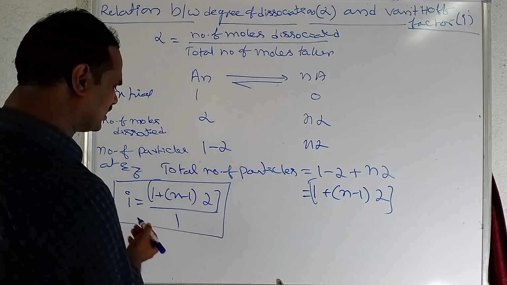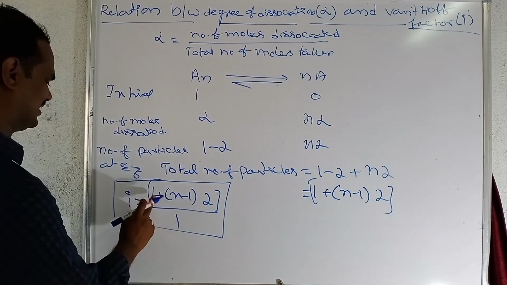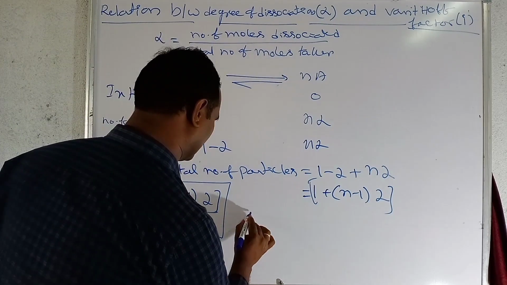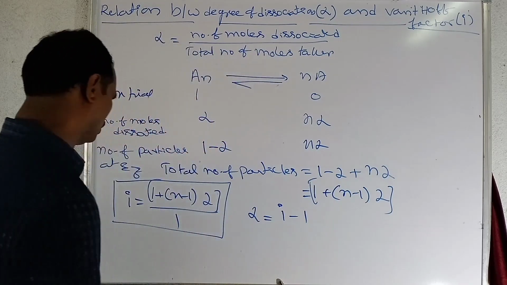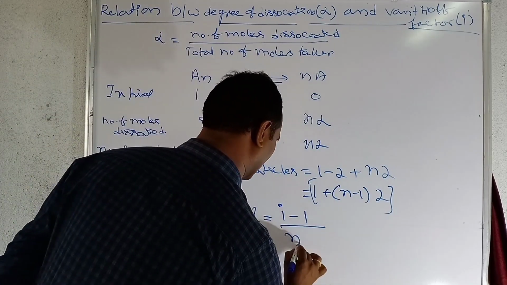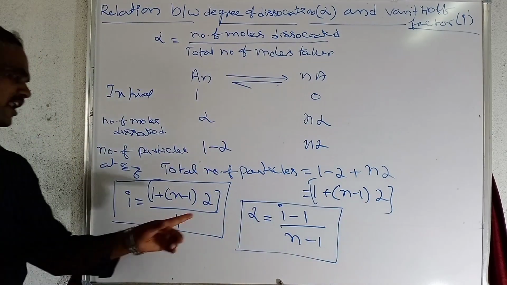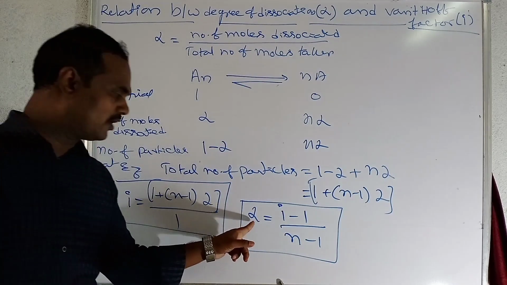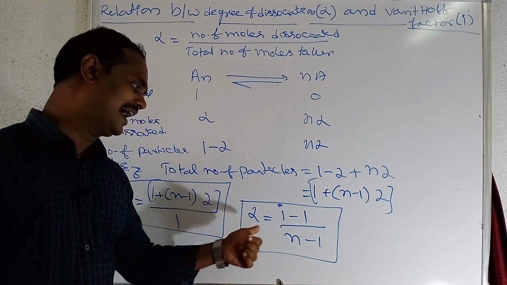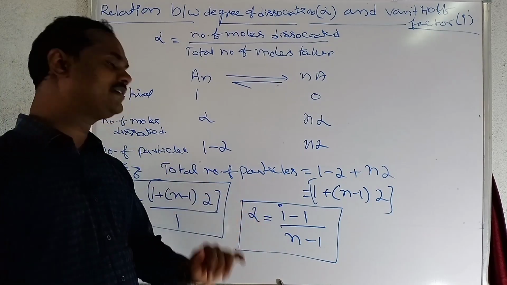Now can you separate alpha from this formula? Taking 1 to this side, it becomes minus 1. Alpha is equal to i minus 1 by n minus 1. This is the degree of dissociation. If alpha is given, you can calculate the i value using this formula, and if i is given, you can find alpha. Is it clear? This is how the degree of dissociation and the van't Hoff factor are related.